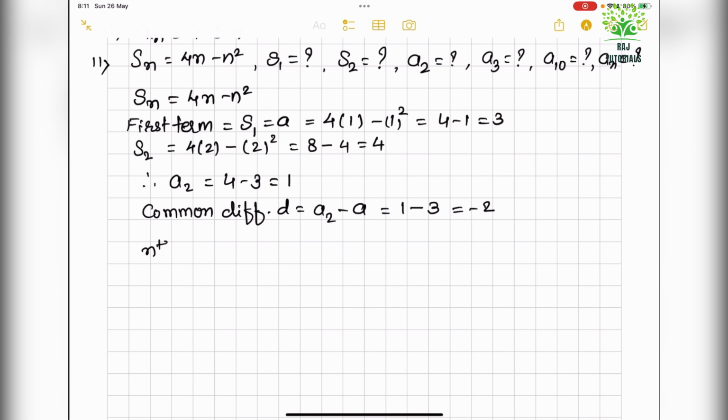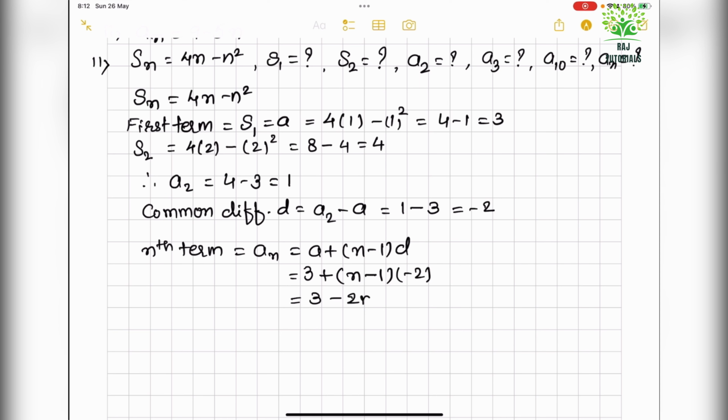Now the nth term, that is an, will be a plus n minus 1 into d. So a is 3 plus n minus 1 into d, which is minus 2. So we can say that 3 minus 2n plus 2. So 5 minus 2n. So an is 5 minus 2n.